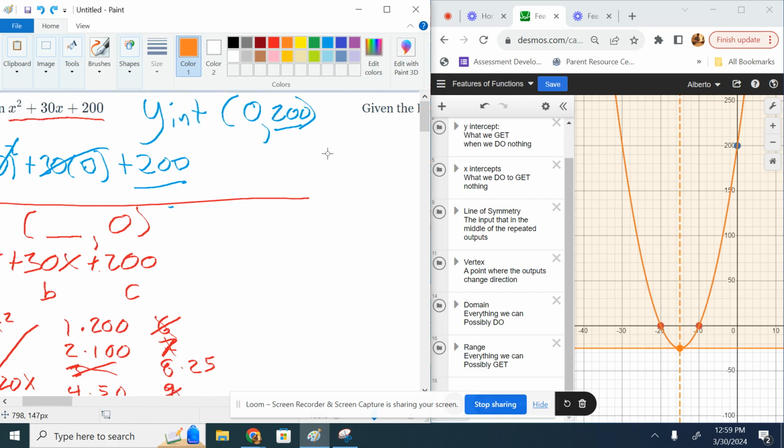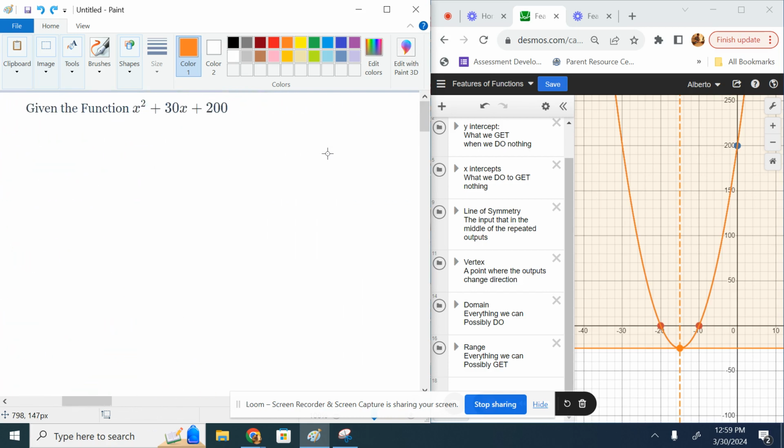I'd like to finish by checking our vertex form. The other point other than the vertex to check it, and the easiest one tends to be the y-intercept. So our vertex form was (x plus 15) squared minus 25. And our y-intercept was, if I do nothing, I get 200. So we want to check that. When we plug in a 0, we expect to get 200.